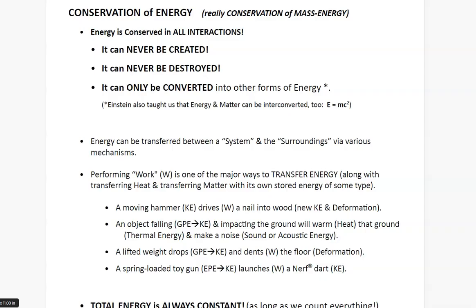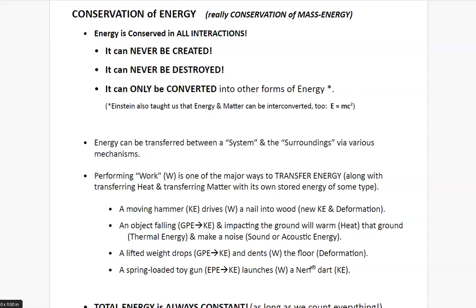So you add up the forms of energy in the beginning, you add up all the forms in the end, and they should be the same total amount of energy. So energy can be transferred between what we call a system and what we call the surroundings. The system is just whatever object or group of objects you're interested in at the moment, and everything else around it is called the surrounding.